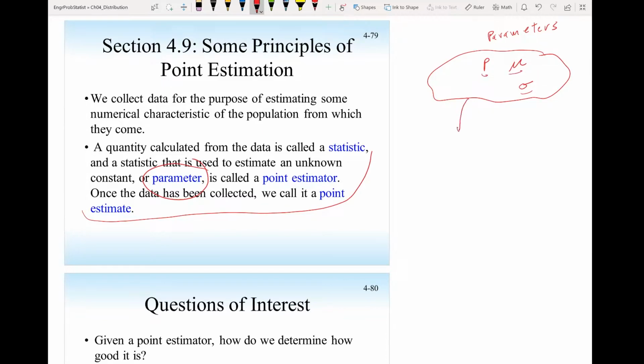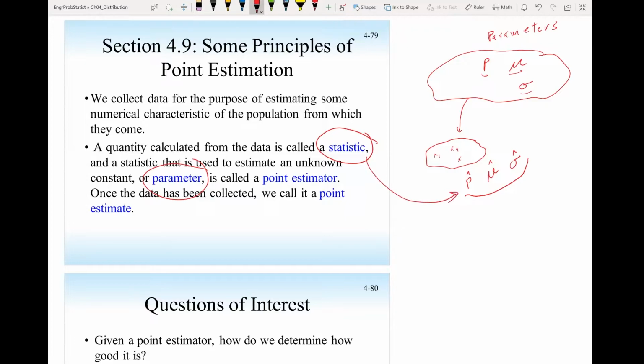Usually we will take a sample, then use the data in this sample to estimate these parameters, and we may come up with p hat, mu hat, or sigma hat, the estimates. We call these statistics that represent the parameters whose values we don't know.